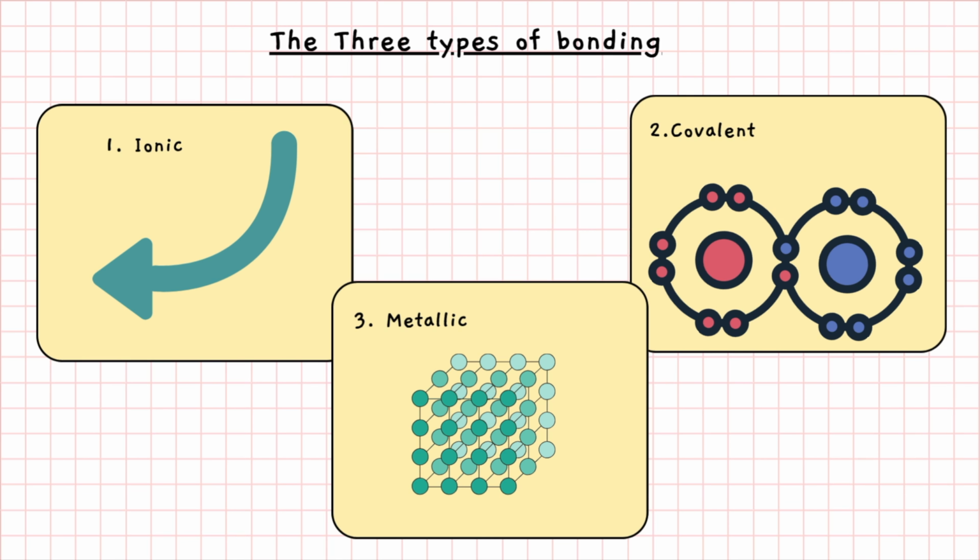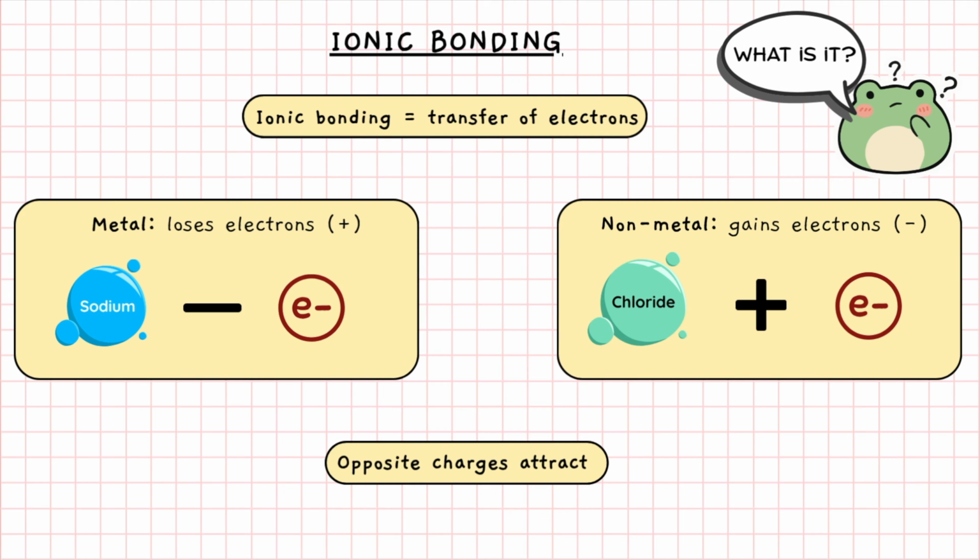Everything in GCSE Chemistry links back to one of these. Ionic bonding happens when electrons are transferred. A metal loses electrons and becomes positively charged. A non-metal gains electrons and becomes negatively charged. And because opposite charges attract, they stick together.